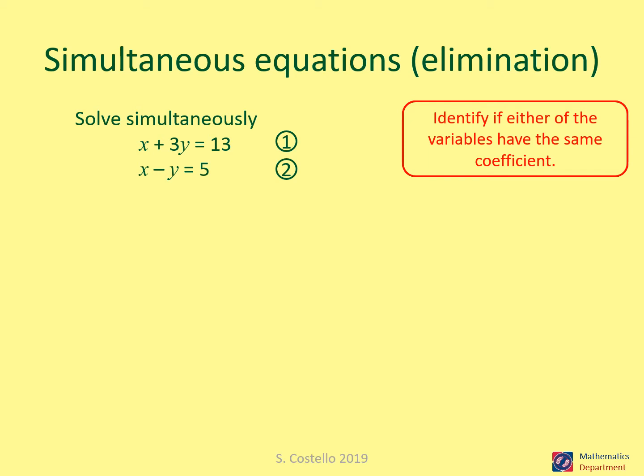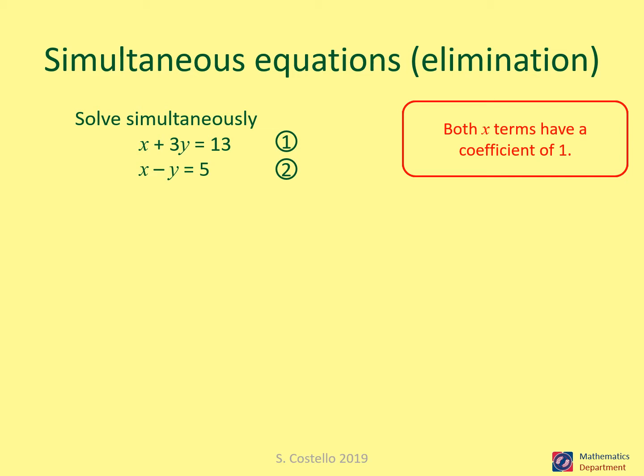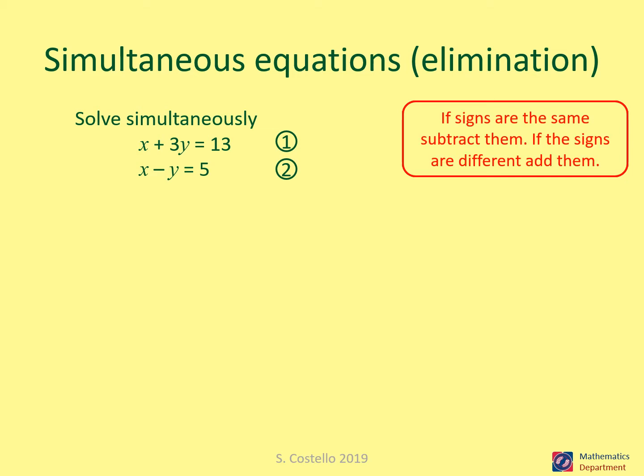Identify if either of the variables have the same coefficient. So both the x terms here have a coefficient of 1. So we've got 1x plus 3y and 1x minus y. So the coefficients of x are the same. If the signs are the same, subtract them. If the signs are different, add them. So the coefficient of x here is plus, so plus 1x in both lines. So the signs are the same here, so we subtract them to eliminate the x terms.